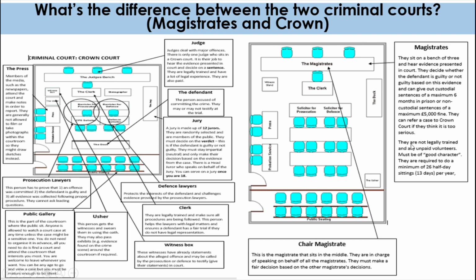They can refer a case to a Crown Court if they think it is too serious. They are not legally trained and are unpaid volunteers. They must be of good character. They are required to do a minimum of 26 half-day sittings per year, so this is 13 days in total over the year. There is a chair magistrate.